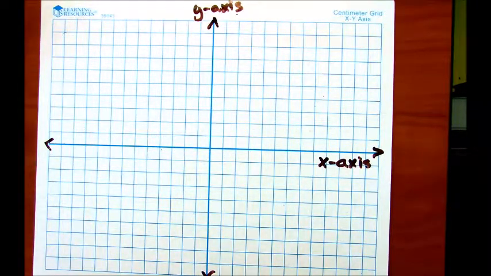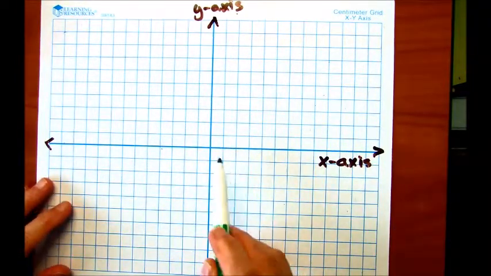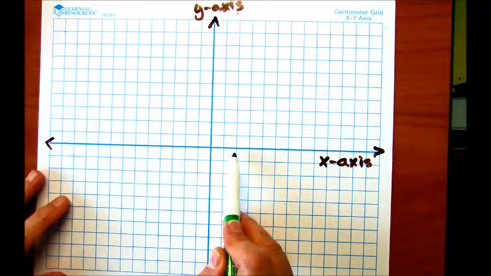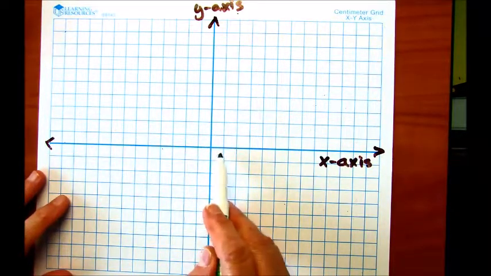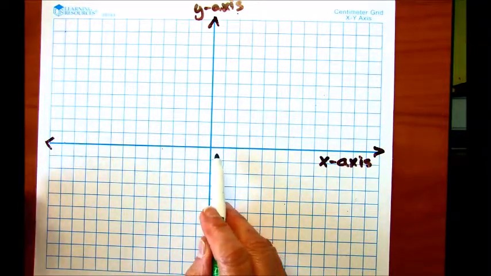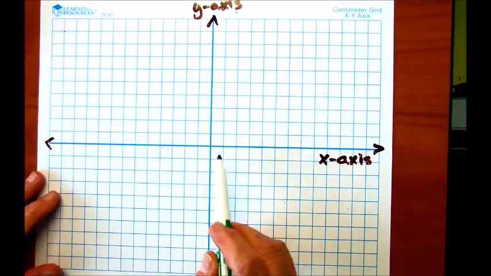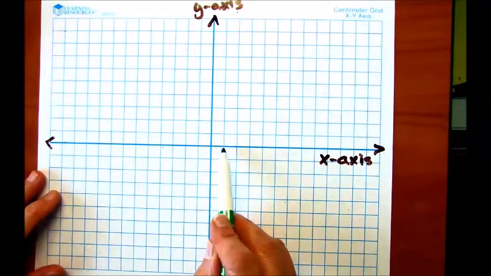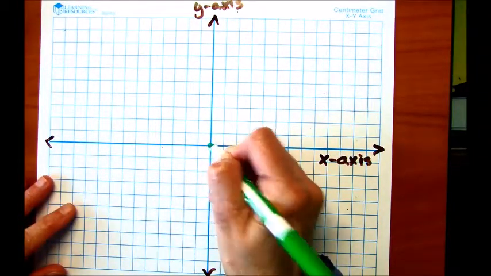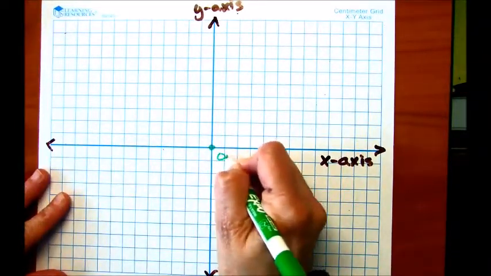Okay. Notice that the increments are all evenly spaced, and you don't have to count by 1. You can count by 5s or 10s or any increment that you choose. You just want to be consistent throughout. For this exercise, I'm just going to count them as 1s. Now this point where they meet, where they intersect, has a special name. This is called the origin.